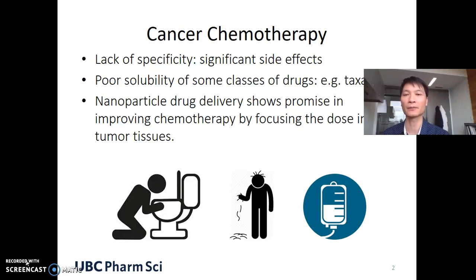And so that's why we came up with the solution of Cellax delivery technology. We are hoping to improve the targeting of chemotherapy to tumor, but also use this technology to improve the solubility. And this technology is using a very friendly formulation, as I will introduce in the next slide.